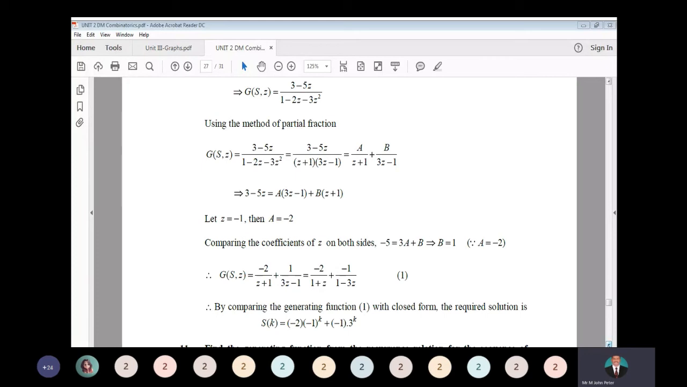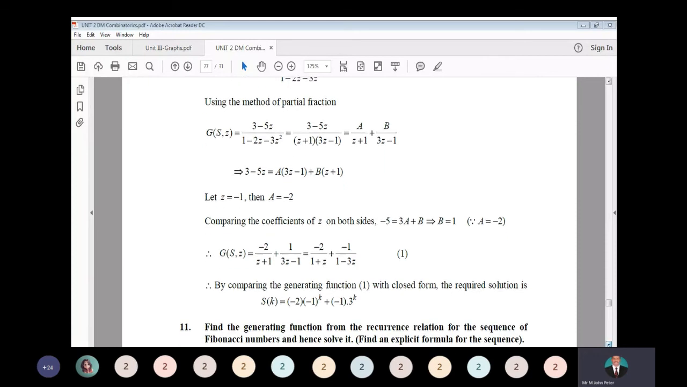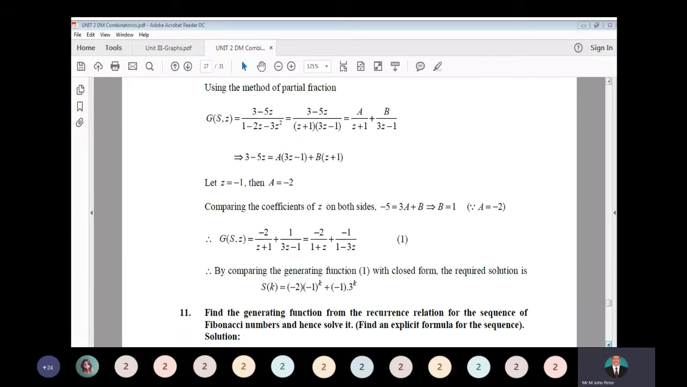Then we substitute A equal to minus 2 and replace it in the function G of s comma z, which becomes minus 2 by 1 plus z minus 1 by 1 minus 3z. Comparing the generating function with the closed form, the required solution is minus 2 into minus 1 power k minus 1 into 3 power k. As per the generating function solution, 1 by 1 minus az is a power k, so 1 by 1 minus 3z gives 3 power k. So that is the generating function solution, the required solution.